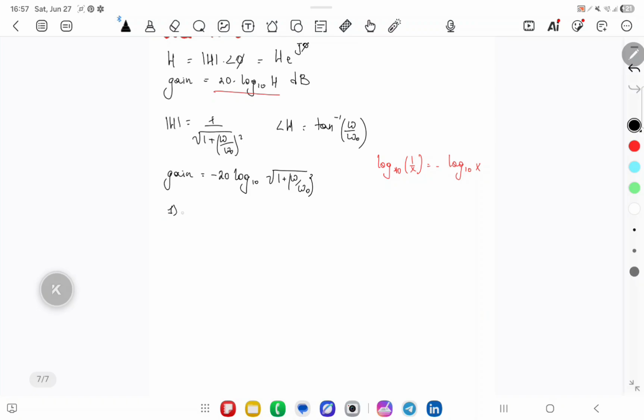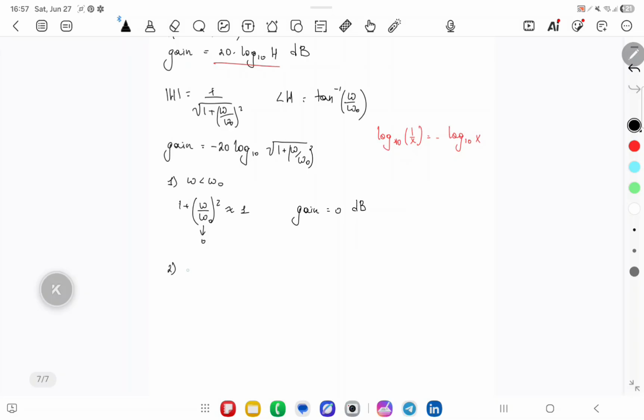The first one is a low frequency assumption. In this case, we assume that omega is so small compared to omega 0 that their ratio becomes almost negligible, and we equate it to 0, so the term becomes 1. In that case, our gain is 0 decibels.